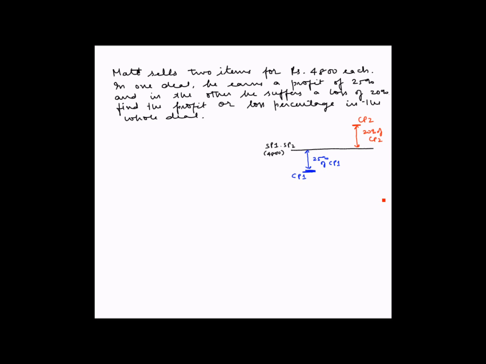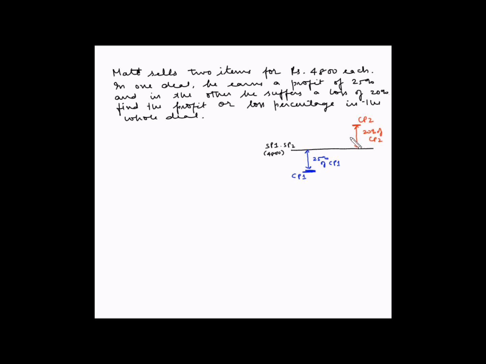So now we have to find out the overall profit or loss percentage in the whole deal. So first we have to find out the overall profit or loss in terms of absolute rupees, and then we can find out the percentage. Now if 20% of CP2 is equal to 25% of CP1, then the addition of CP2 plus CP1 will be equal to the addition of SP1 and SP2.